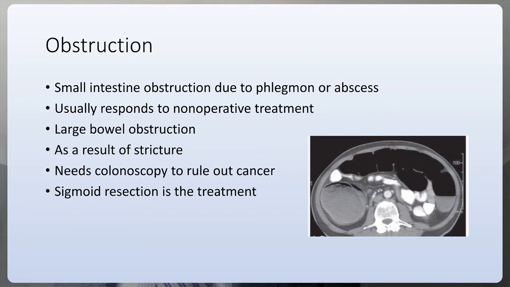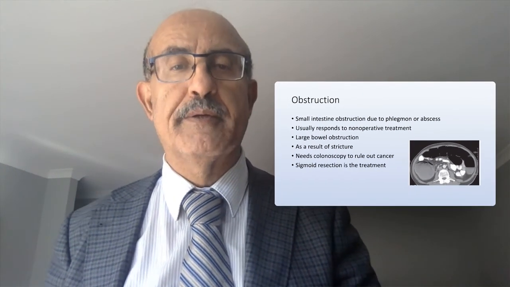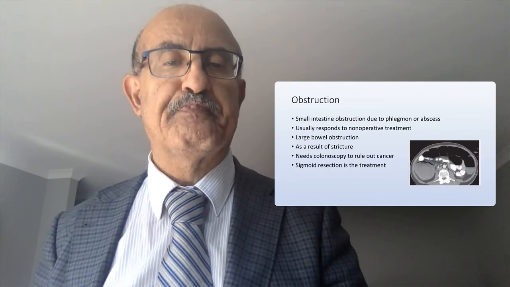If there is no cancer and the colonoscope could not be passed past the point of obstruction, then that's considered a complete obstruction, and they will need operative treatment in the form of a sigmoid colectomy and usually the formation of a temporary stoma.